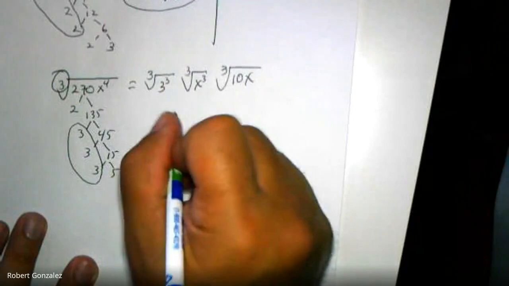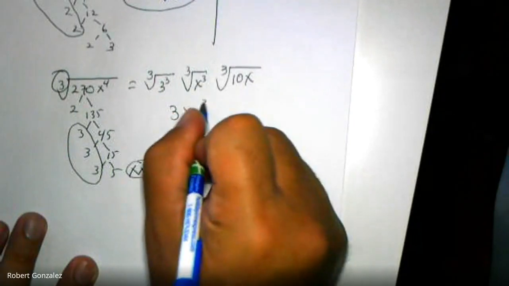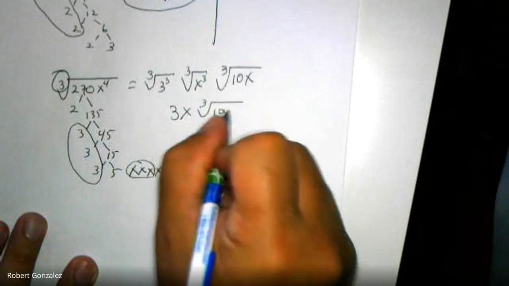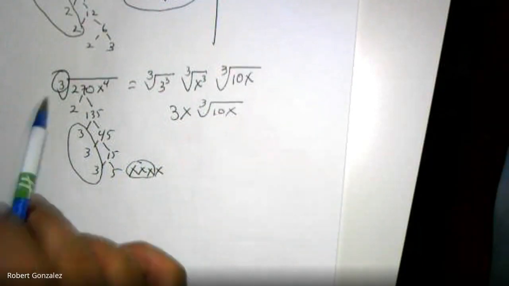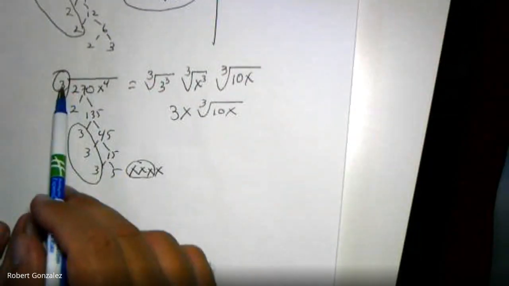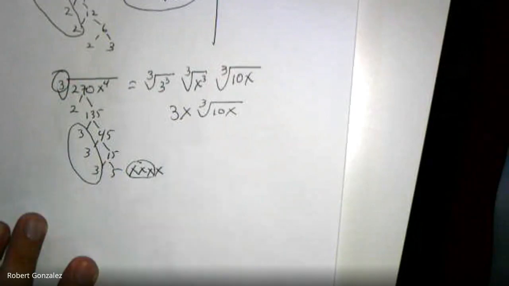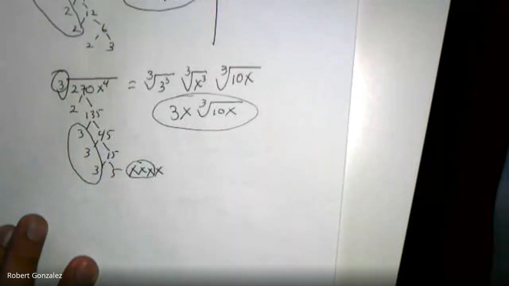Cube root of 3 cubed means 3 comes out. Cube root of x cubed means x comes out. And my leftovers are 10x. Since this is an odd index, I don't have to worry about absolute values. If it were even, I may have to worry about absolute values. Be sure to circle your answer so I can find it. Any questions?